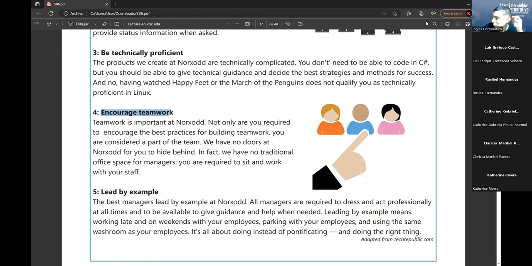Okay. Lead by example. The best manager leads by example at NORCSO. Our managers are required to dress and act professionally at all times and to be available to give guidance and help when needed. Leading by example means working late and on weekends with your employees, parking with your employees, and using the same washroom as your employees. It's all about doing instead of pontificating, and doing the right thing. Excellent, very good.